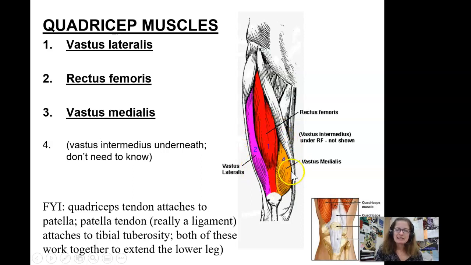And when you look at the tendon from all 3 of these guys, they all merge together. These tendons anchor to the patella bone. And then from the patella, there is a ligament that attaches the patella to the tibial tuberosity. That's this guy here. Sometimes they'll call it a patellar tendon, but it's technically a ligament because it's attaching a bone to a bone. When the quadricep muscle contracts, it's going to pull on the patella, and by default, because of this ligament, pull on the tibial tuberosity, which is what causes that lower leg extension.